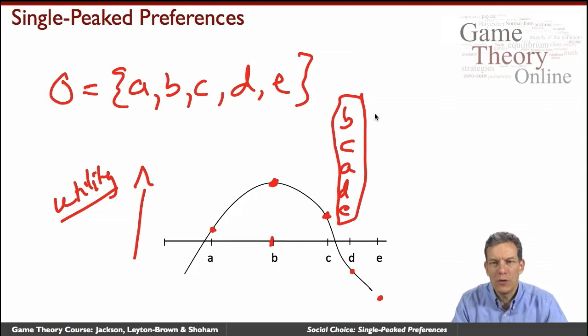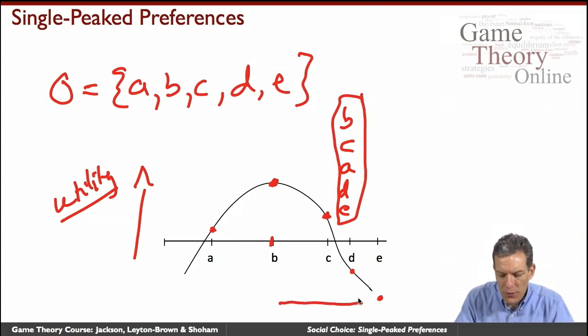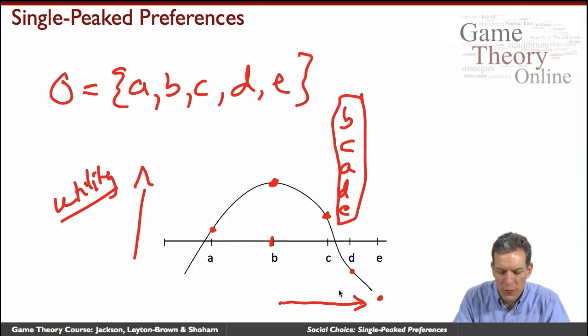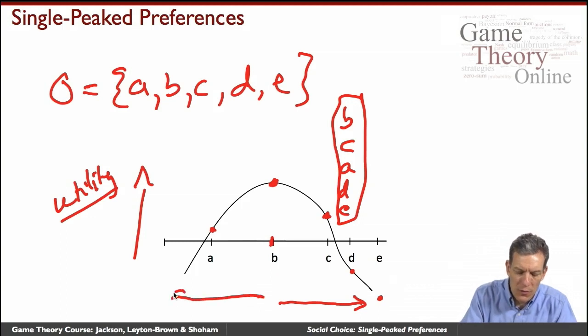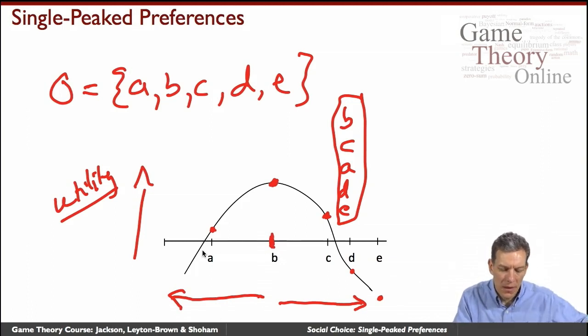But what's important in terms of single-peakedness is that the further you move this way, the lower the utility is. So the voter always prefers something which is closer to B than something further away on the same side. And similarly, the more you move in this direction, the voter prefers the alternative B to A or anything further to the left of A. So that's what's known as a single-peaked preference.